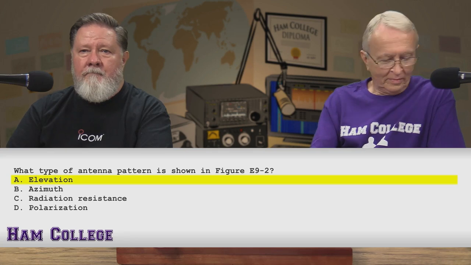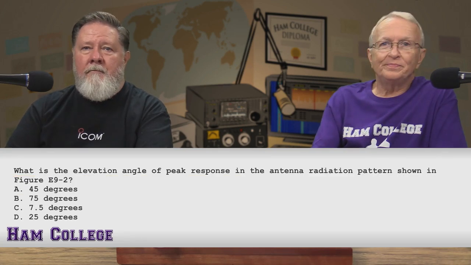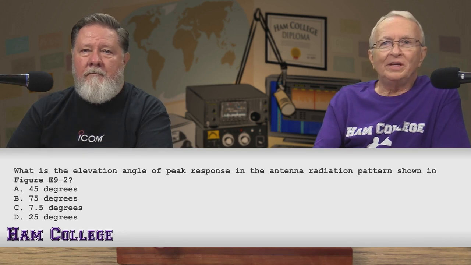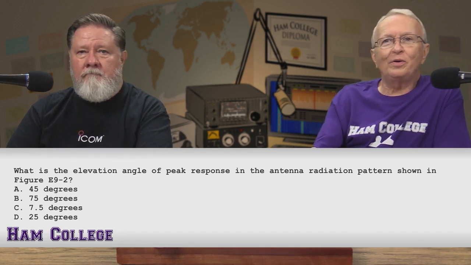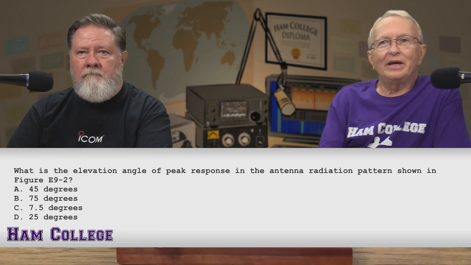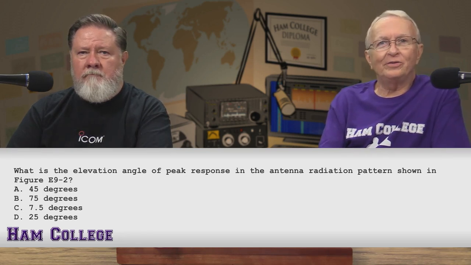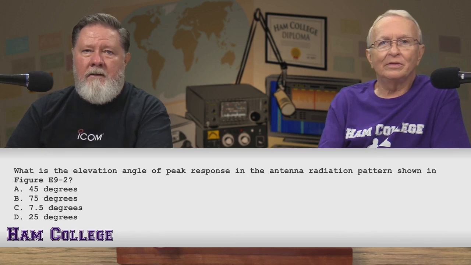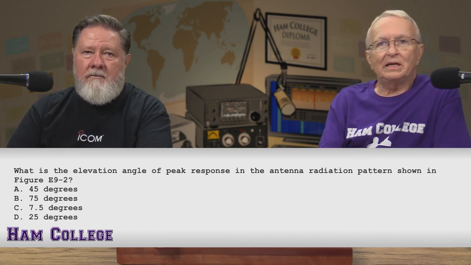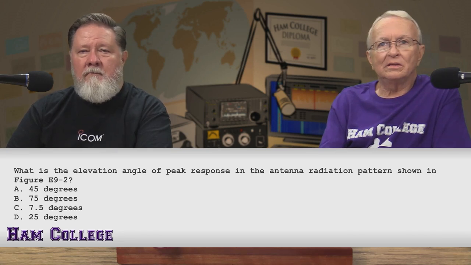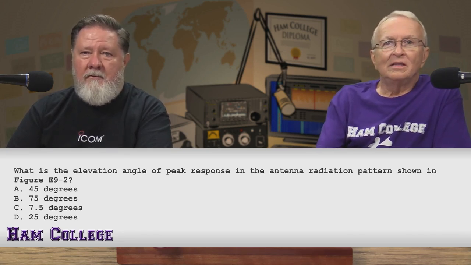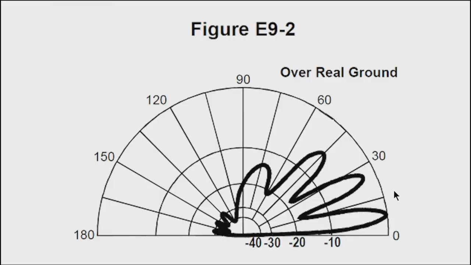Next question. What is the elevation angle of peak response in the antenna radiation pattern shown in figure 9-2? Is it A, 45 degrees? B, 75 degrees? C, 7.5 degrees? Or D, 25 degrees? What is the elevation angle of the peak response? 7.5, 25, 75, or 45.